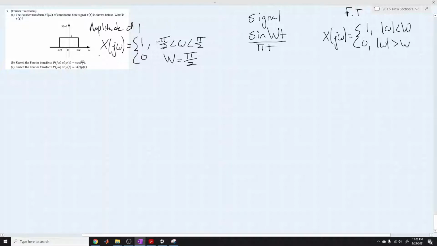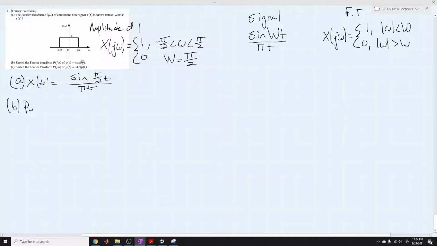So the continuous time signal, part A, x of t, is going to be equal to the sinc function, sine of pi over 2 times t, over pi t. So that's part A. Now, part B. Sketch the Fourier transform P of j omega.